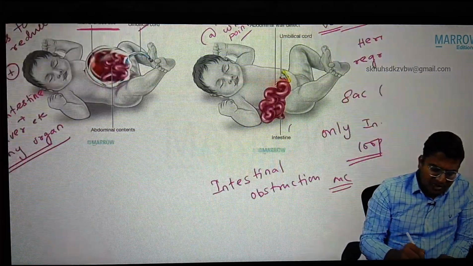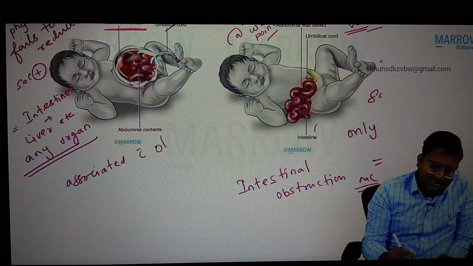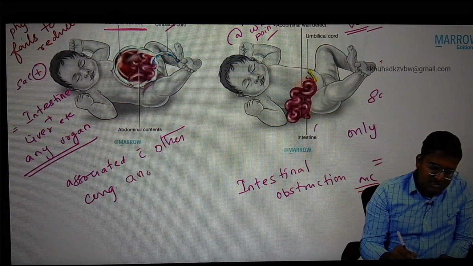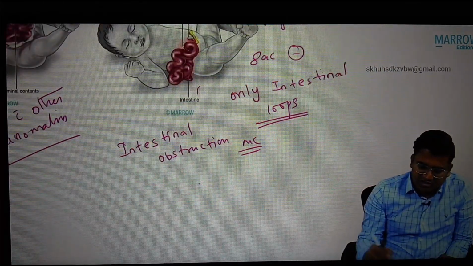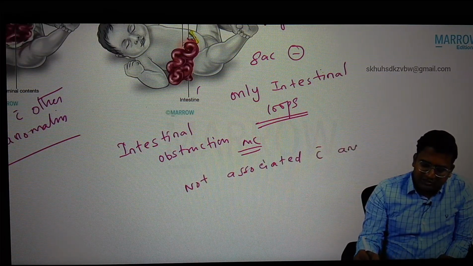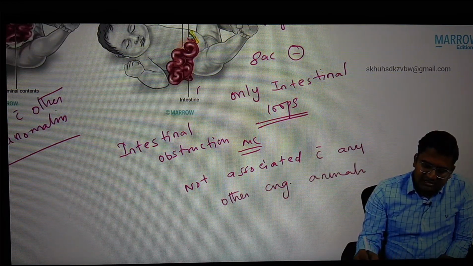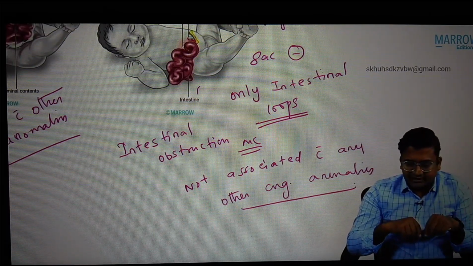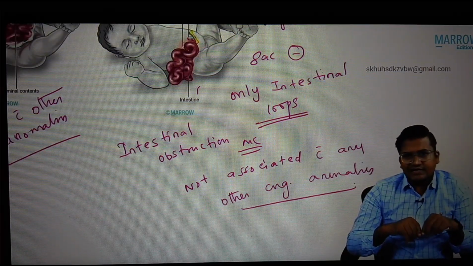One last point: omphalocele is associated with other congenital anomalies. Whereas gastroschisis is not associated with any other congenital anomalies. So these are the points you have to know about omphalocele and gastroschisis.